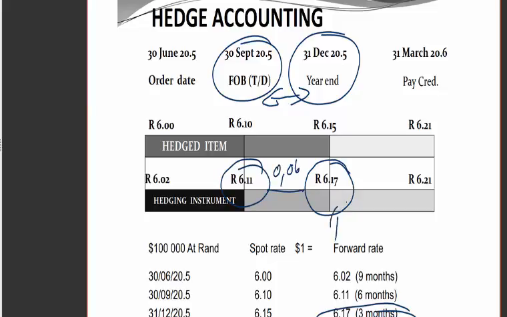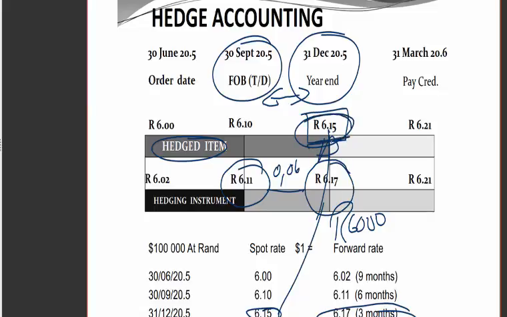So therefore, times 100,000, the FEC will make a profit of 6,000. You can already think in your brain what will happen there. Debit the FEC asset, credit the forex profit with 6,000 rands. But on the other side we've got the hedged item, and that hedged item must also be translated, and the spot rate which we have there is 6 rand 15.